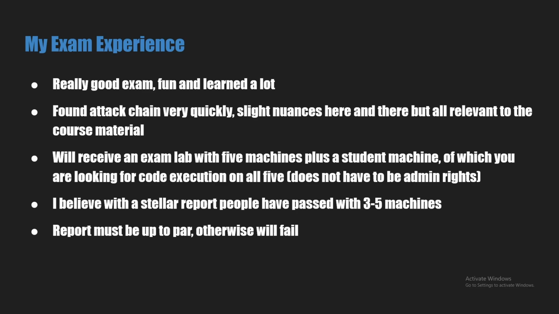So the actual exam structure: you're going to receive an exam lab with 5 machines plus a student machine, of which you're looking for code execution on 5 machines. It doesn't have to be admin rights, you just need code execution. So if you can get local user rights on any of the machines, that's a pass basically. But with a stellar report, I believe people have reported they've passed on 3 to 5 machines. So if they've got 3 or 4, potentially they've passed, but your report's got to be pretty good.